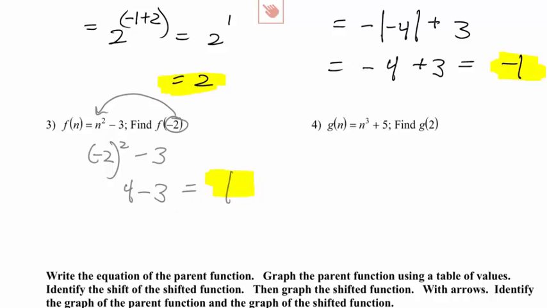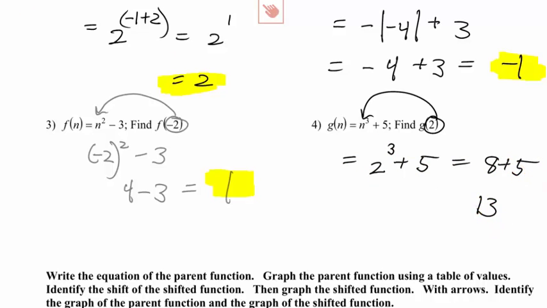And in the final problem here, where I'm asked to evaluate a function, I am going to substitute 2 in for n, and I get 2 cubed plus 5. That gives me 8 plus 5, or 13.